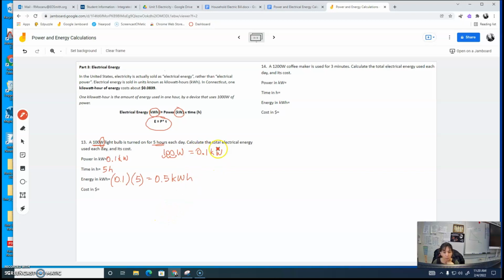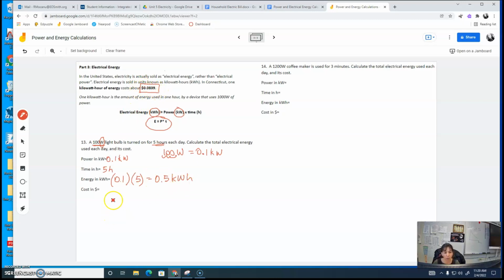All right, am I done with this problem? No, I'm not done, because I found my total electrical energy that this light bulb uses when it's on for 5 hours. But now I've got to find out how much I have to pay for that energy. So 0.5 kilowatt hour is my energy, and the electrical company is charging me for every kilowatt hour that I use. They're charging me this much money, 0.0839.